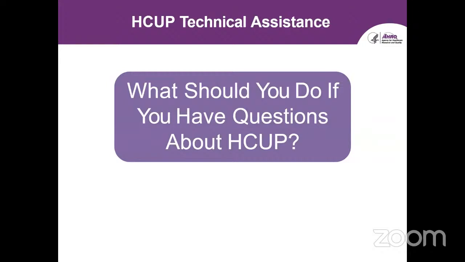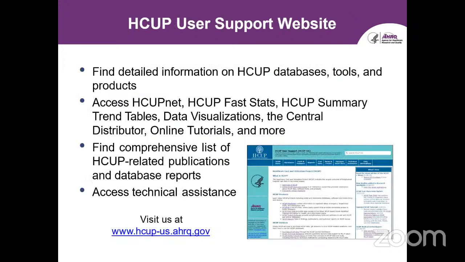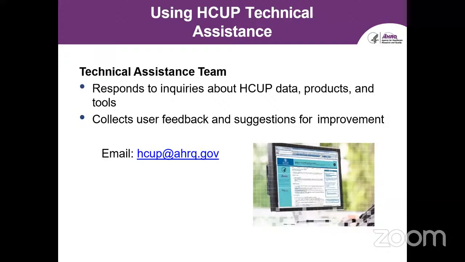What should you do if you have any questions about HCUP or if you want to learn more? There is this website, which I'll also link, HCUP US at ahrq.gov. You'll find all the detailed information on HCUP databases, tools, and products. You can access statistics, summaries, tables, trends, everything. You can also find tutorials, all the HCUP-related publications and database reports, and if you want any sort of technical assistance, there's a technical assistance team that responds to inquiries about HCUP data, products, and tools, and uses feedback and suggestions for improvement.